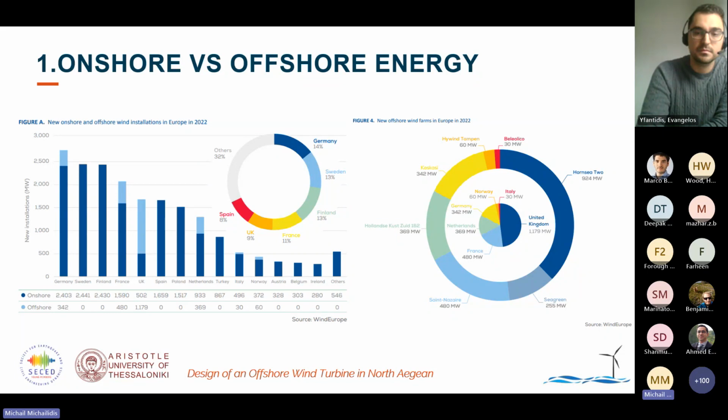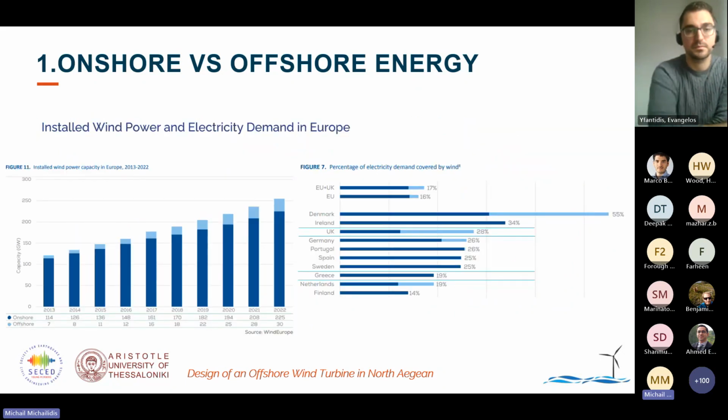In this case, Greece is not mentioned. I'm referring to Greece because this study is a case study in Greece. As you can see here on the right hand, there is no electricity demand covered by offshore wind in Greece. All of the electricity demand comes from onshore wind, and this is going to change next year due to the legislation framework that has been released last year.